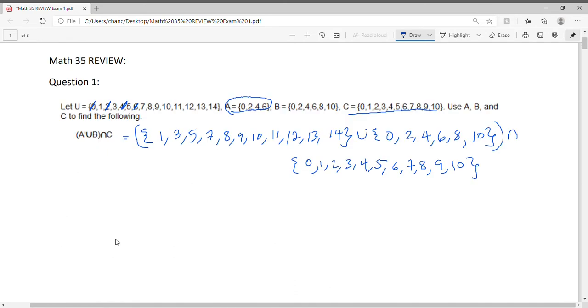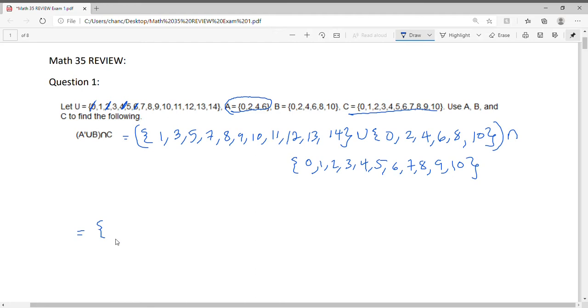Now, let's do the union first, since that's inside the parentheses. Recall the union is in one or the other or both. So I'm going to essentially list all of the elements from these two sets here, A complement union B, without any repeats.